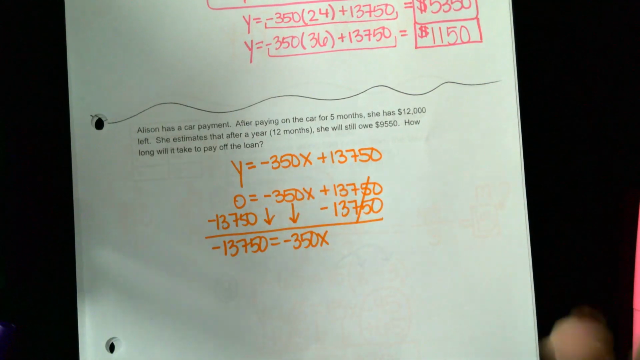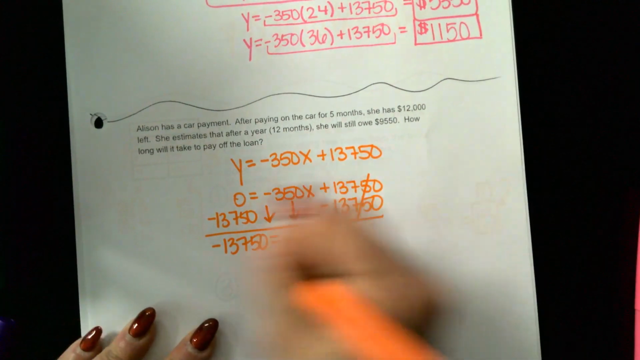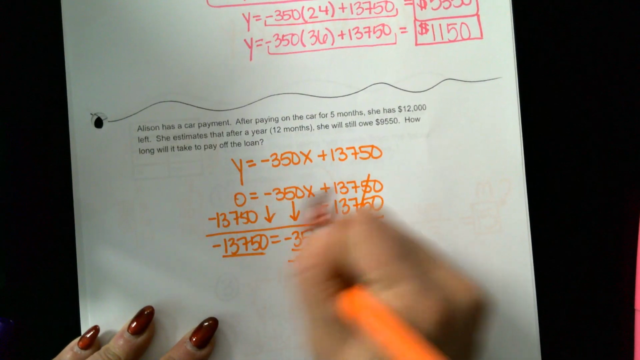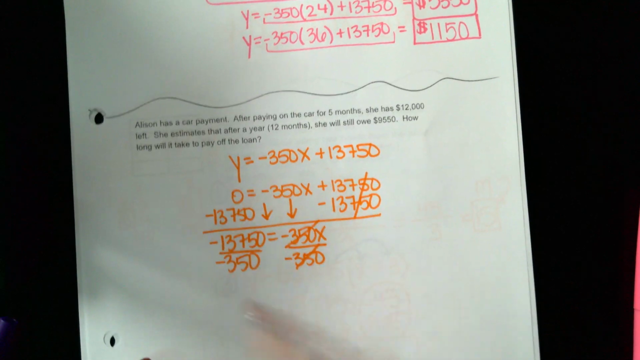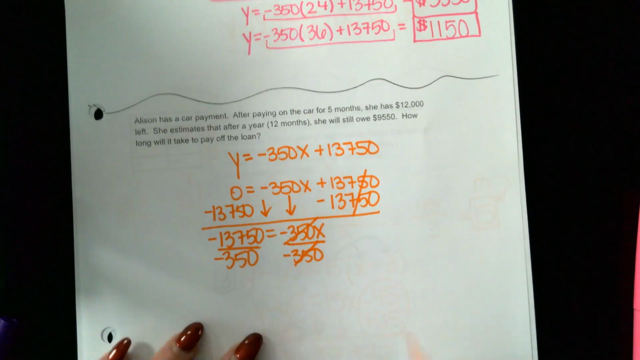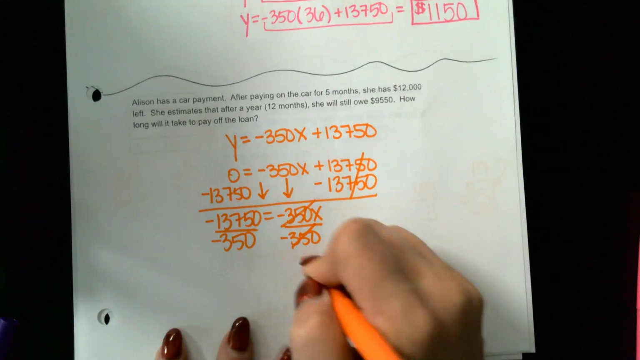Now our last step is divide. Side by side, we divide. Negative 350. So make sure when you type that in, it's negative divided by a negative. We all know it's going to be positive, and it should, because is time ever going to be like negative 4 years? No, that wouldn't make sense.